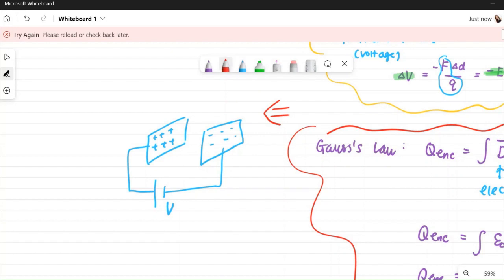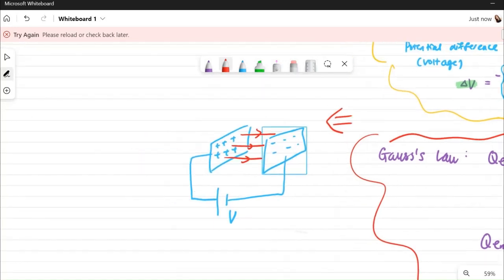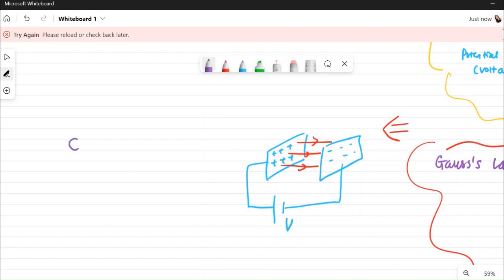In between these two plates, an electric field exists because there is a positive charge and a negative charge on the plates, right? So we define capacitance as the ratio of the charge. The charge here is the charge stored on each plate, positive Q and negative Q. So capacitance is defined as the ratio of Q to V, where V is the potential difference between the two plates.